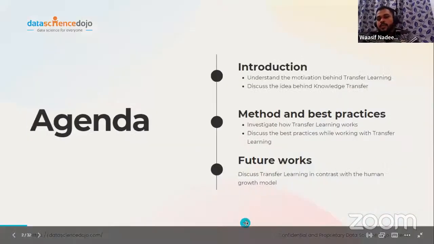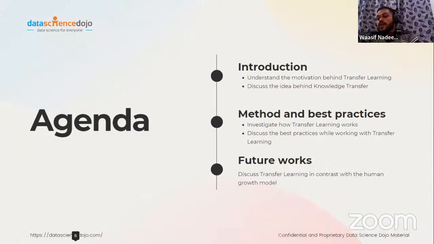Today we would be first understanding why we actually need transfer learning and what the basic idea behind transfer learning is. Secondly, transfer learning is essentially transferring the knowledge from one model to another. So we would understand the idea behind transferring the knowledge, that is, how we actually transfer the knowledge between the models. Secondly, we would be looking at some methods of transfer learning. There are various methods. We would explore some of them. We would be looking at some best practices that you should follow when using transfer learning.